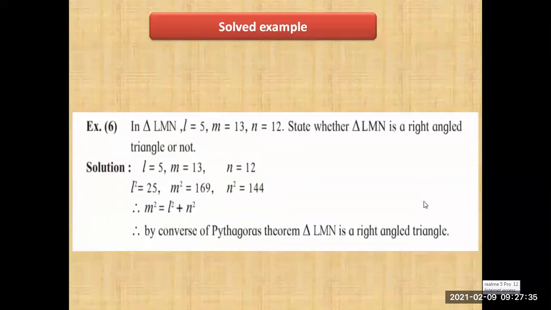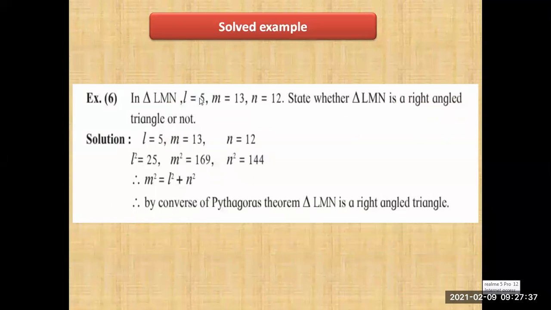Next question number 6. In triangle LMN, L is 5, M is 13, N is 12. State whether triangle LMN is a right angle triangle or not. Simple. Three sides are given. So we check whether this triangle is a right angle triangle or not.